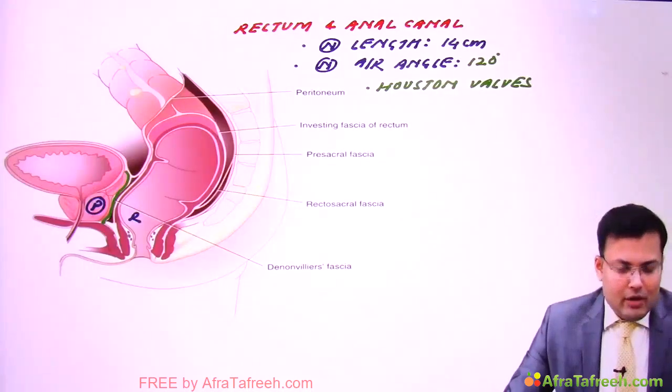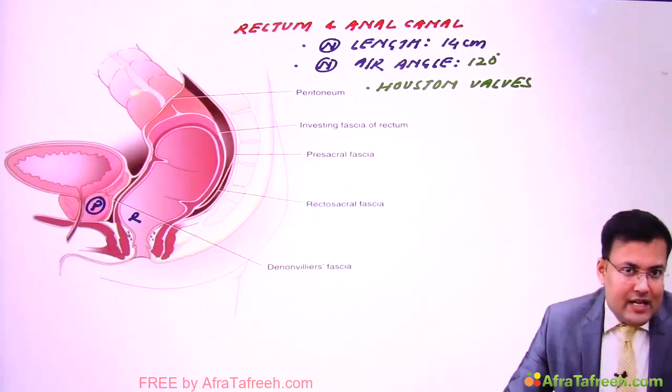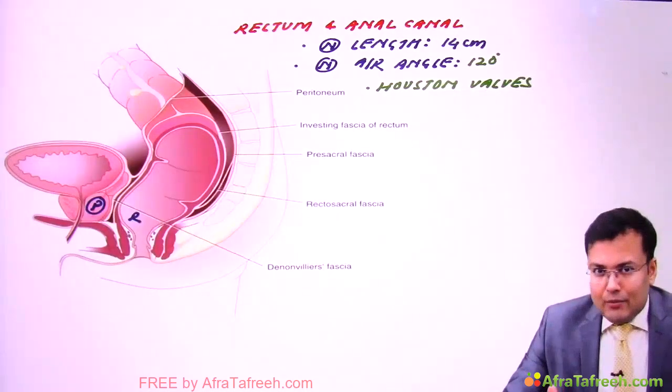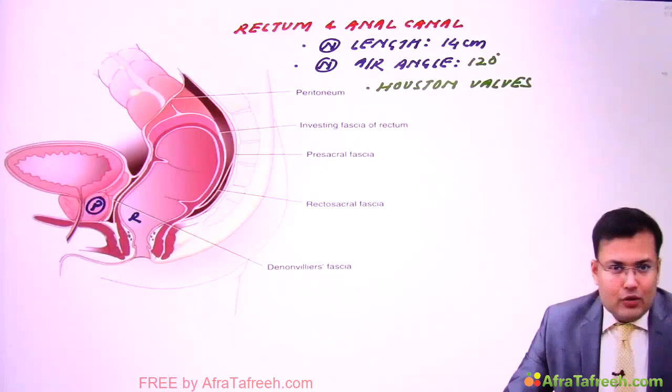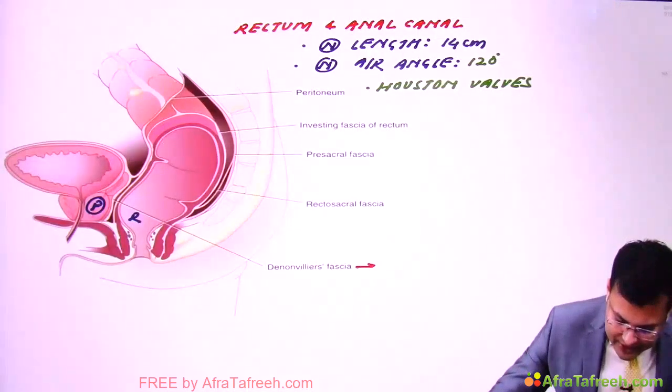What is the other name of this fascia? The other name of this fascia is rectogenital fascia. Why? Because it is going to separate prostate and vagina from rectum. So what is the name? Rectogenital fascia. So the other name of this Denonvilliers fascia is rectogenital fascia.